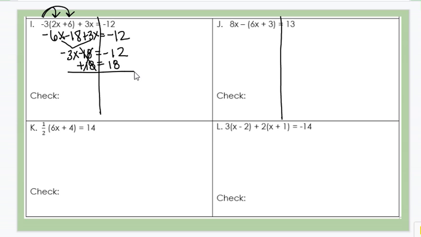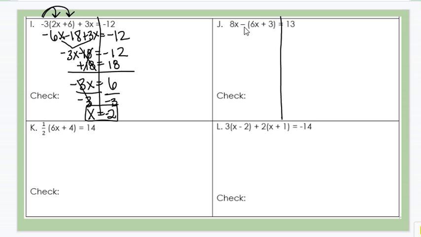So -18 cancels, and I'm left with -3x. -12 plus 18, that's going to leave me with a +6. Different signs subtract and take the sign of the bigger number, so it's positive. Divide by -3, and x equals 6 divided by -3, which is -2. All right, how'd you do?